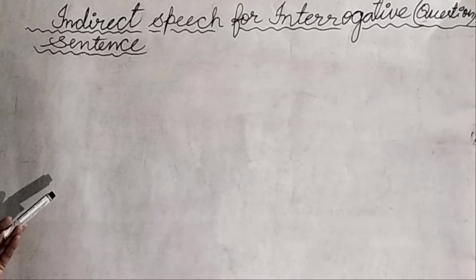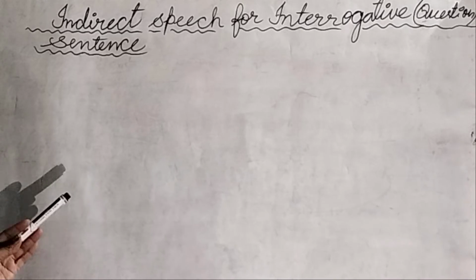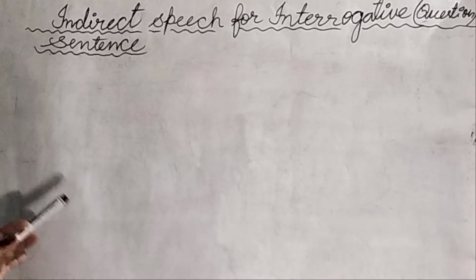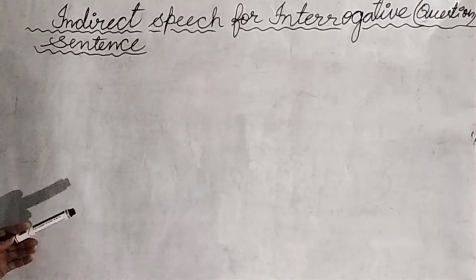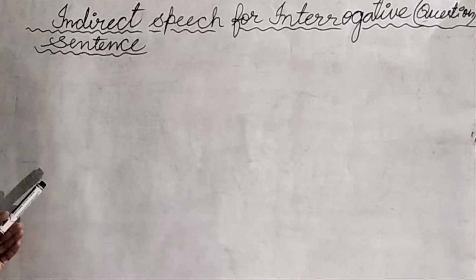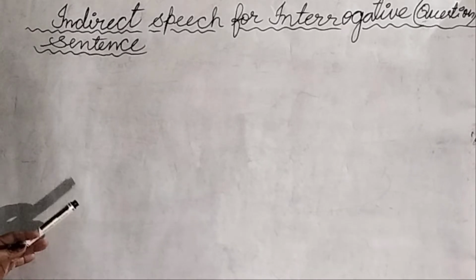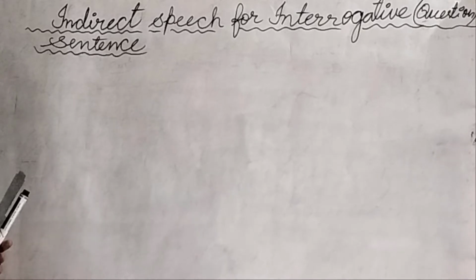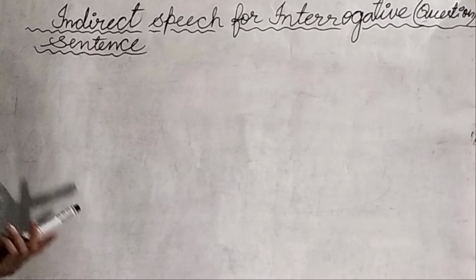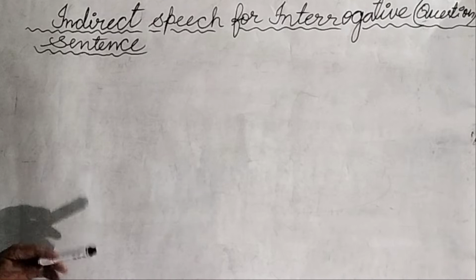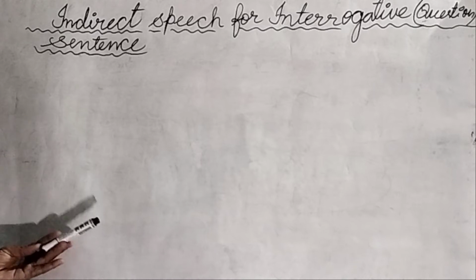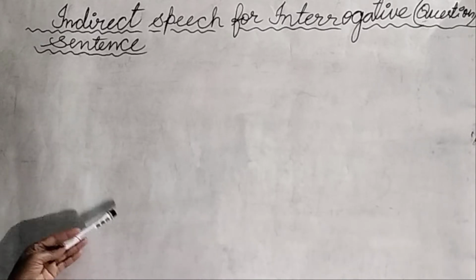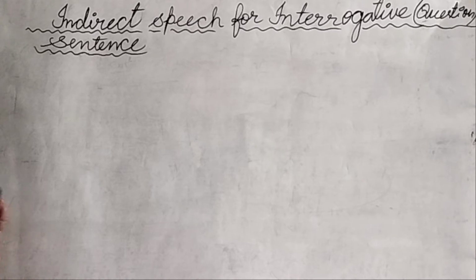A question can be of two types. One type can be answered in only yes or no, and the other type needs a little bit of explanation for its answer and cannot be answered in only yes or no. For example, do you like music? It can be answered in yes or no. And how are you? It cannot be answered in yes or no, but it needs a little explanation.